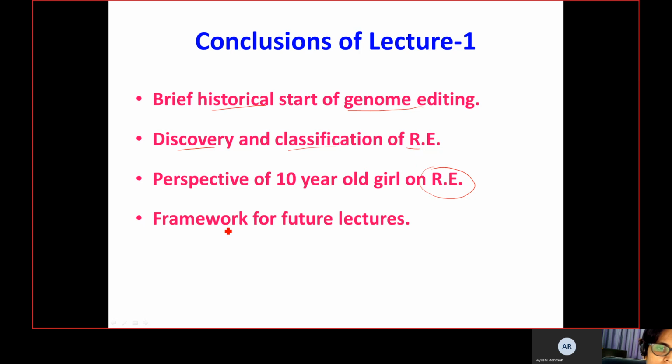Now, this whole restriction enzyme topic, and the basis of how the field started, will form the framework for subsequent lectures. In future lectures we'll talk more about restriction enzymes, especially type 2S restriction enzymes, and then a typical example, the FokI enzyme, we will study in our subsequent lecture.